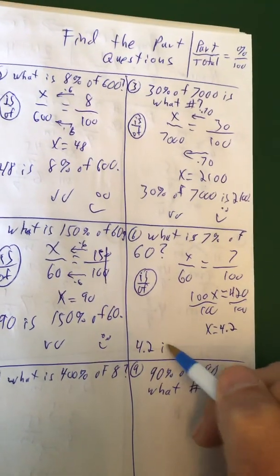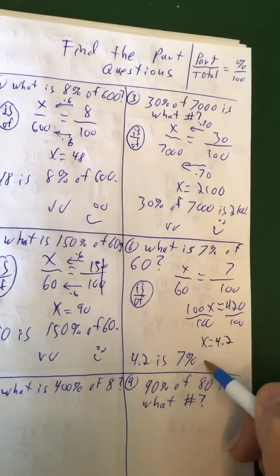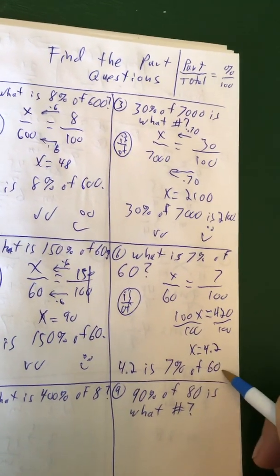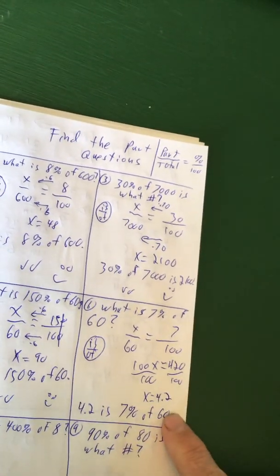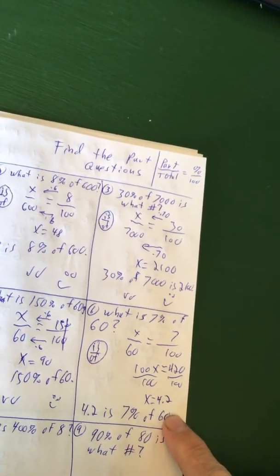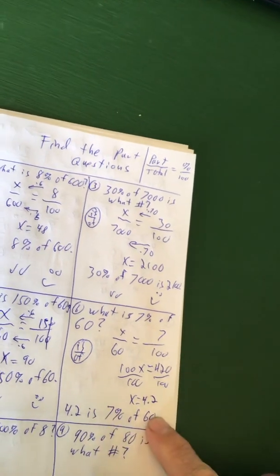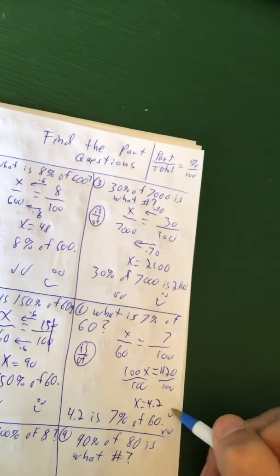4.2 is 7% of 60. Well, here's my double check. 10% would be 6. So it shouldn't be less than 6. And shouldn't it be 6 times 7? Yep, so I'm right, and I know I'm right.